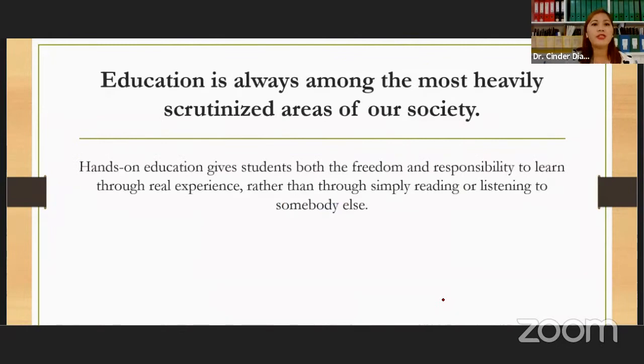And education is always among the most heavily scrutinized areas of our society. But hands-on education gives students both freedom and responsibility to learn through real experience rather than through simply reading or listening to somebody else. We are always concerned with test scores, national or global averages, getting students, whatever. But in focusing on all those things, we seem to gloss over something pretty basic: the best ways to teach young people the skills they actually need on a daily basis in adult life. While most of the education world has turned to a textbook and lecture format, arguably the best teaching method is much different. Hands-on education gives students both the freedom and responsibility to learn through real experience rather than through simply reading or listening to somebody else.